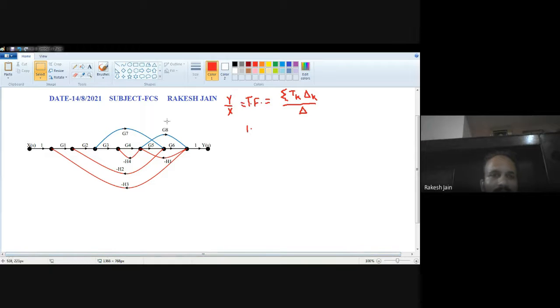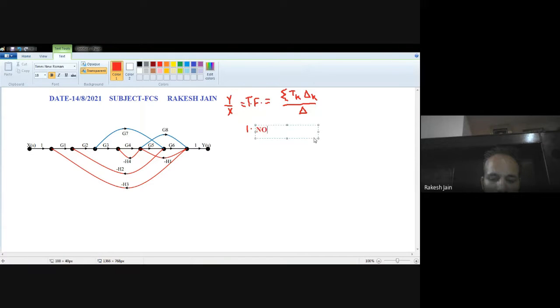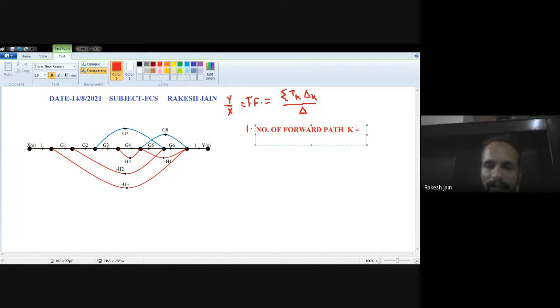So the first step is what? The number of forward paths. Very firstly, the number of forward paths, which is denoted by K. So we have to find how many forward paths there are, and according to that, in this step we have to write down again the formula by which we will find the answer. So the goal of step number one is to find the number of forward paths, and second, to write down Mason's gain formula for the particular question which is given.